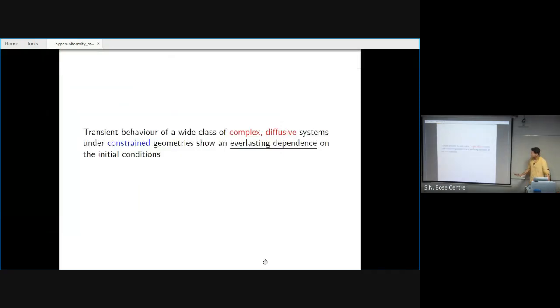So the statement of the problem is basically that the transient behavior of a wide class of complex diffusive systems under certain geometrical constraints shows an everlasting dependence on initial conditions. That once you specify an initial state, the system never really forgets about the initial state. It always holds on to the memory.